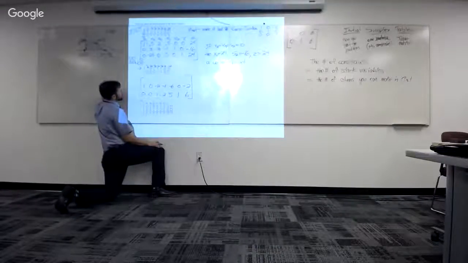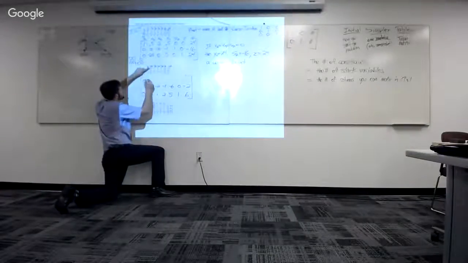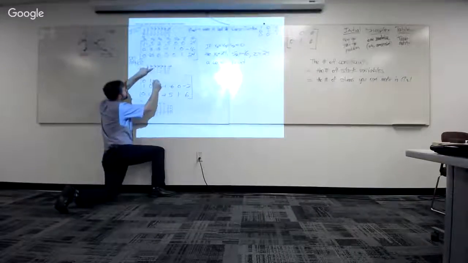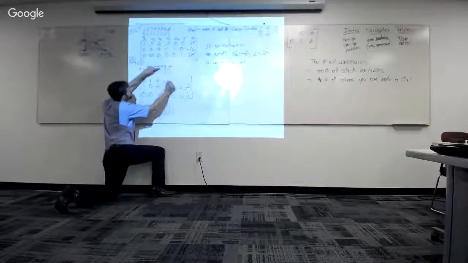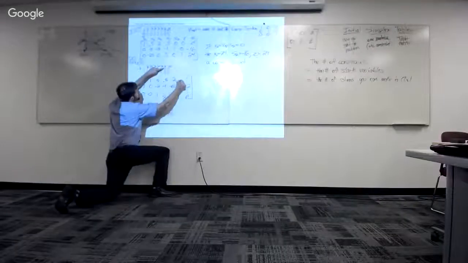Now I want my top number to be a 1. And so now I just divide everything by 2, because I want that to be a 1. So I divided the whole top row by 2. So 0 divided by 2 is 0, divided by 2 is 1, divided by 2 is 0.5, divided by 2 is 0.5, divided by 2 is 2, divided by 2 is 0, divided by 2 is 3.